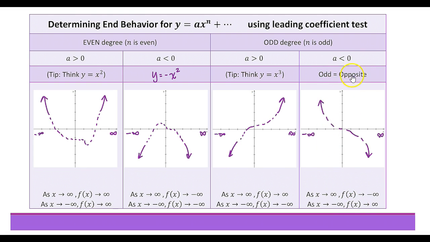So I like to think about it as if I have an odd degree, odd goes the opposite direction. So it's just a matter of the leading coefficient being positive, the right side goes up, the left side goes down. If the leading coefficient is negative, then the left side points up and the right side points down. But if it feels like a lot to memorize, always just go back to x squared and x cubed, because those are parent functions that we should already have memorized.